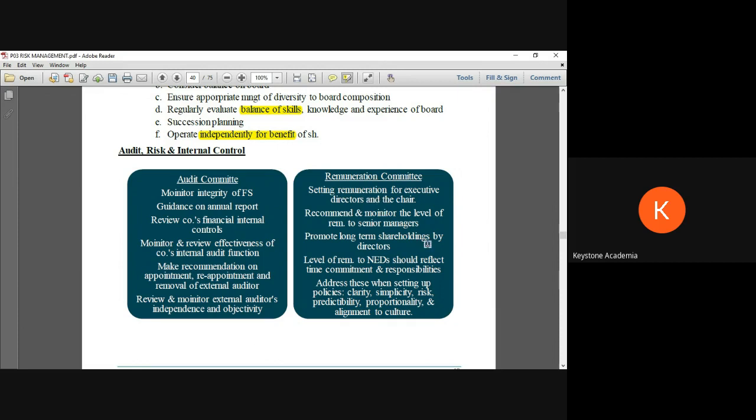And there should not be so much internal parity. That means senior people earning, let's say, 20 times, 30 times more than their team. So it will demotivate the other employees.